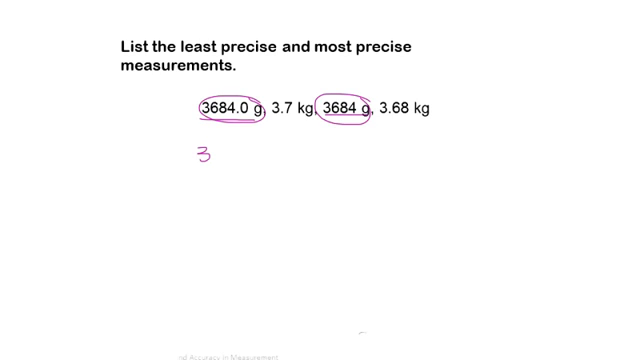Now, it looks like 3,684.0 versus 3,684 is the same. In terms of the values, they are the same. However, because 3,684.0 has the 10th place, it's displaying a unit of measure that is the smallest unit of measurement. So therefore, out of the two, even though they have the same values, 3,684.0 would be most precise.